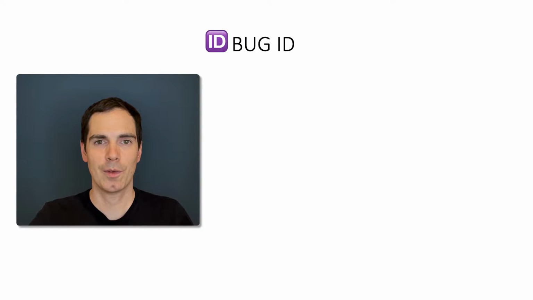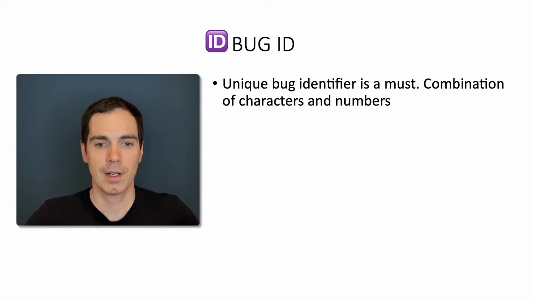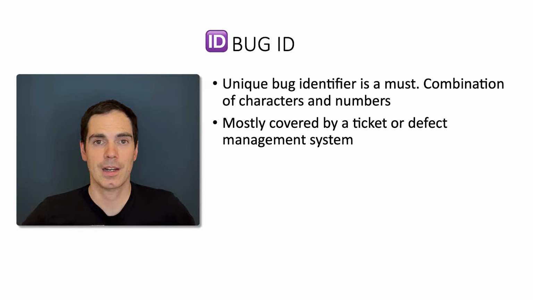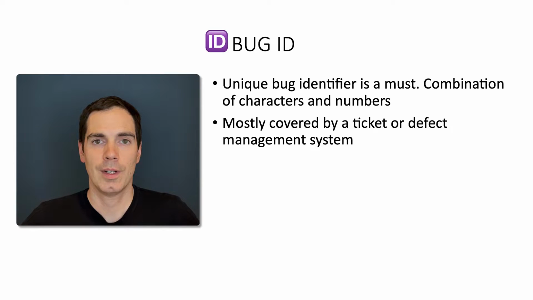So the first thing a good bug report should contain is a bug ID, to identify the bug in a system. A unique bug identifier is a must, and it's usually a combination of characters and numbers. The good thing though is if you're using any kind of ticket system in your product company, usually this system is already taking care of this bug ID. It's covered by the defect management system, and it already has a mechanism to increase the unique bug ID, being a project abbreviation, then maybe some numbers in between or at the end. So it really differs from management tool to management tool. So that's a really important thing.